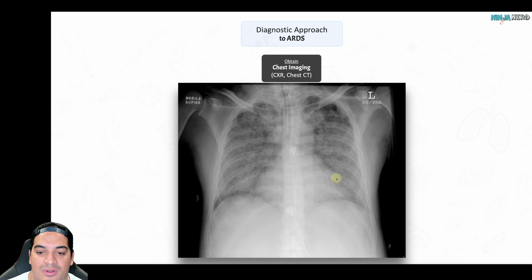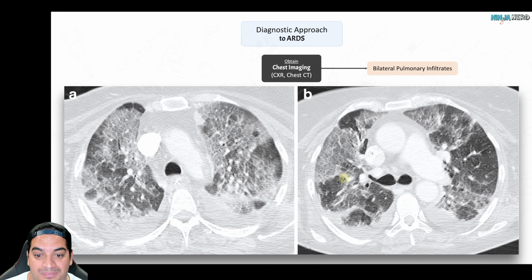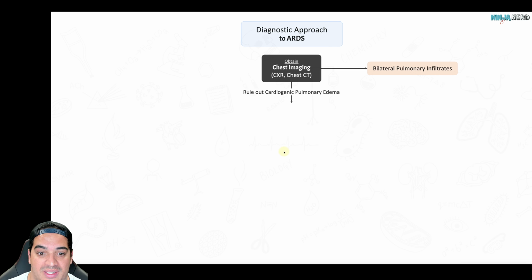So this patient has diffuse bilateral opacities, or bilateral pulmonary infiltrates. Same thing on the CT scan. Here's the right hemithorax, here's the left hemithorax. You can see all of this diffuse white patchiness and a little bit of a pleural effusion here. This is really suggestive of diffuse bilateral pulmonary infiltrates.